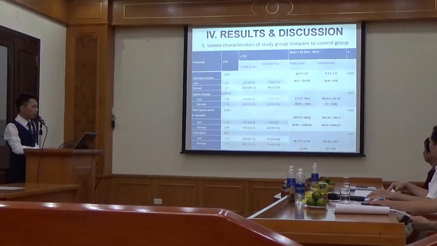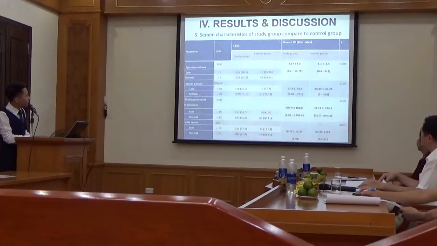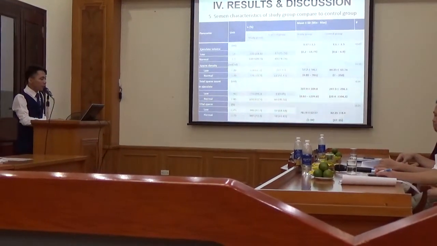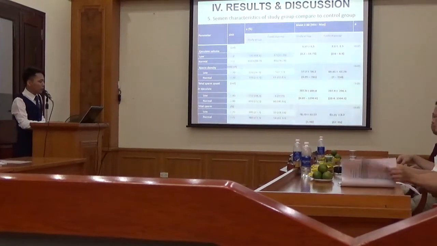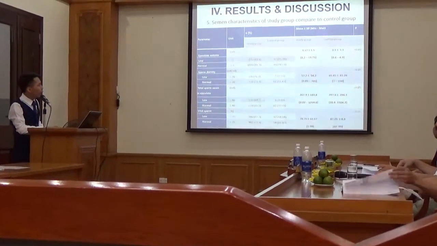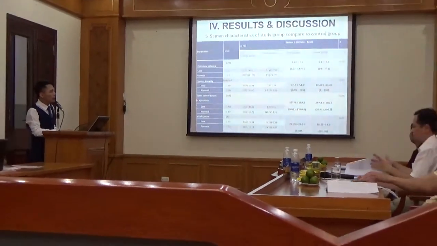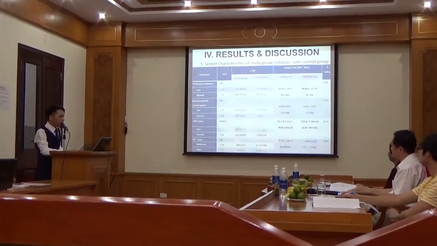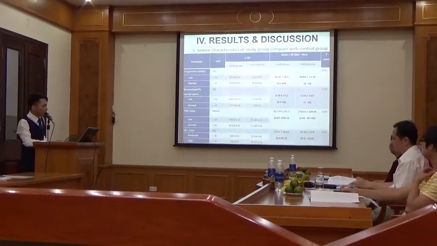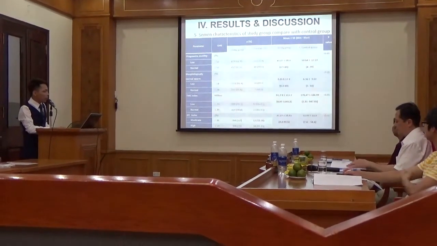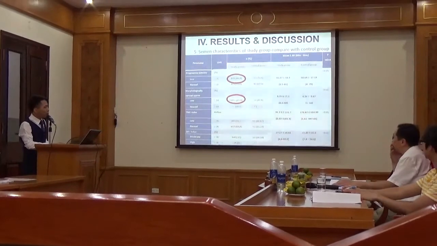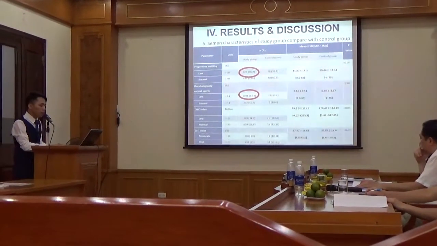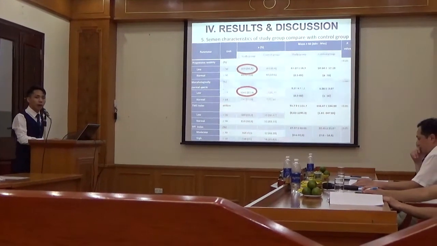5. About the semen characteristics of the study group compared to the control group. The semen volume of the two groups has no statistical difference, with a p-value greater than 0.05, and the average value of most semen parameters is within the limit. However, the proportion of patients with motility and morphological abnormalities accounts for a high proportion.